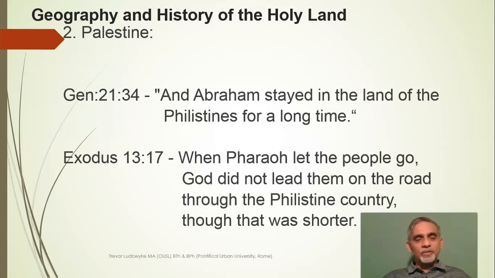In Exodus chapter 13, verse 17, when Pharaoh let the people go, God did not lead them on the road through the Philistine territory, though it was shorter. Why? Because they were enemies and they would have attacked the people of Israel. So they took a longer route, 40 years, that's why. 40 years in the desert to go to the promised land. They didn't want to go through this shorter route.